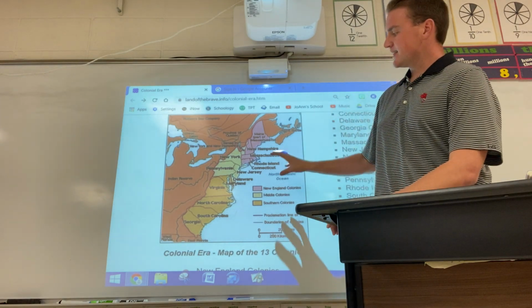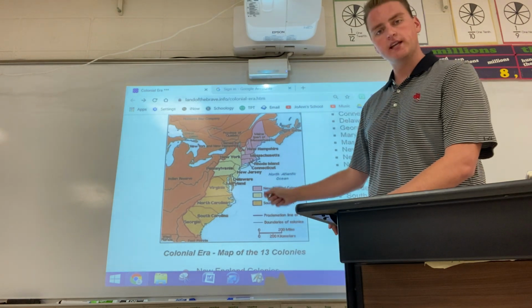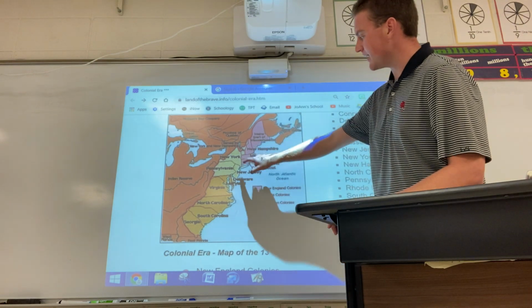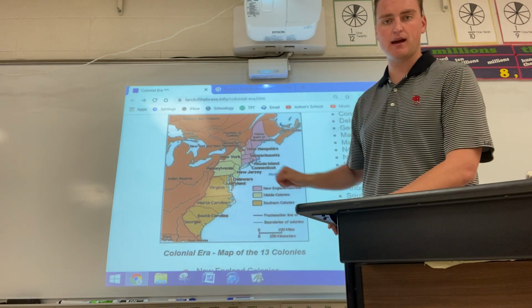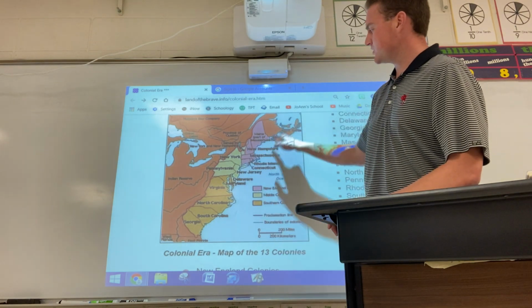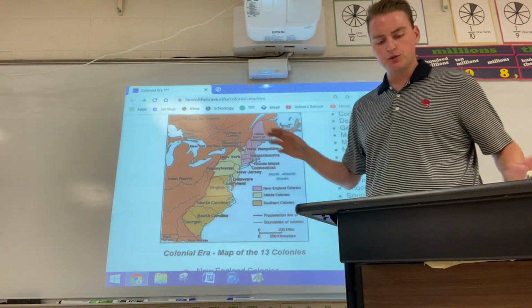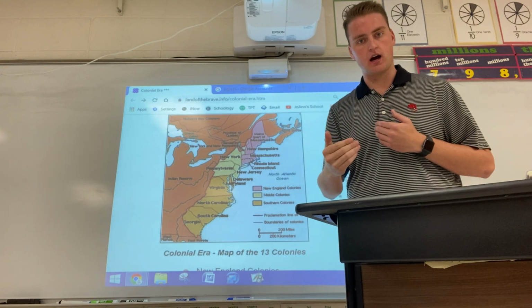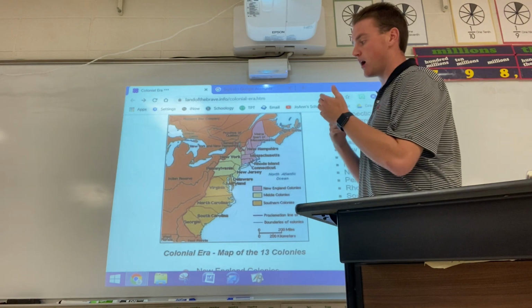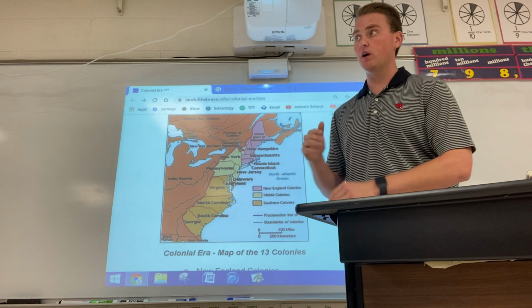So let's identify just real quick the three regions of the 13 original colonies. Let's start up here in the north. This pink shaded area, you can access this map online in the resources docs on Schoology, would be called the New England colonies. The New England colonies are not the northern colonies. A lot of people get those mixed up and think of when the North was at war with the South in the Civil War. That's not what's going on right here. We're in a different time period.